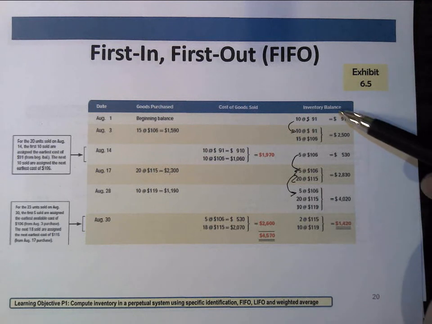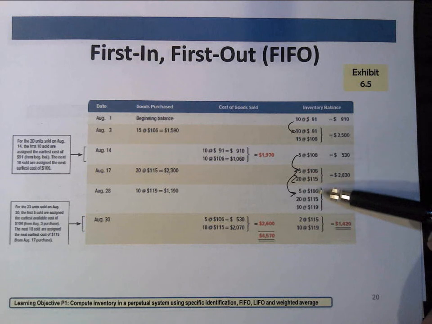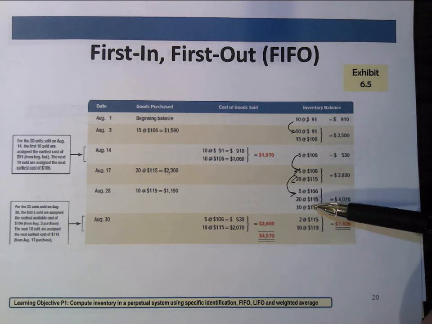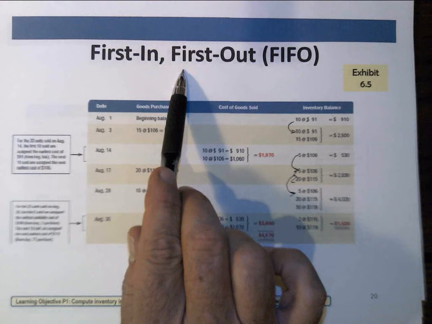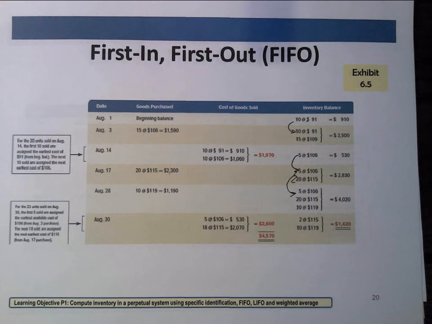Now, the important thing with this, or with FIFO and LIFO especially, is we have to keep our layers intact, right? We have to keep our layers in place because we have to use this first in, first out as a way of keeping track of the integrity of how old our stuff is. So that's FIFO.